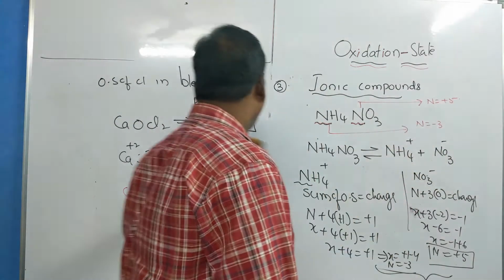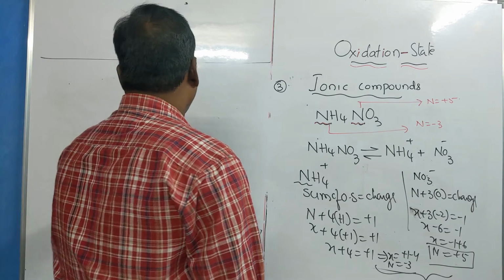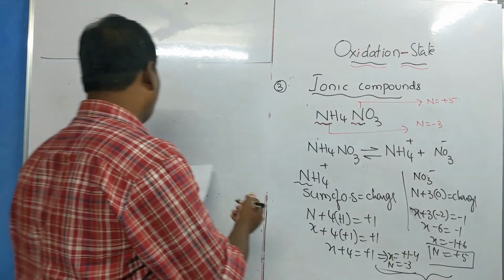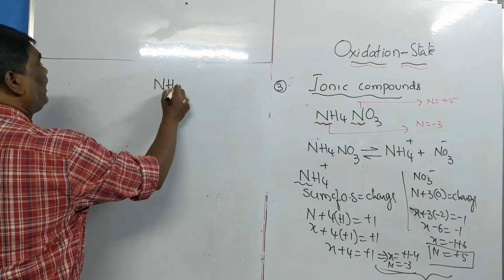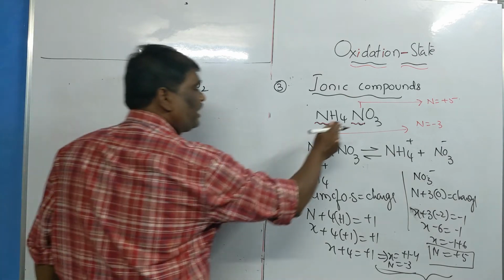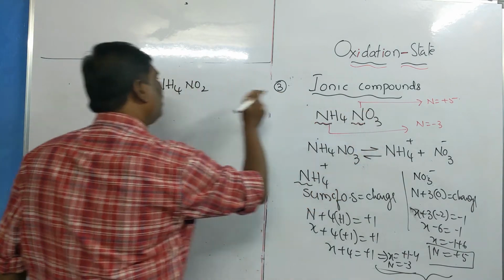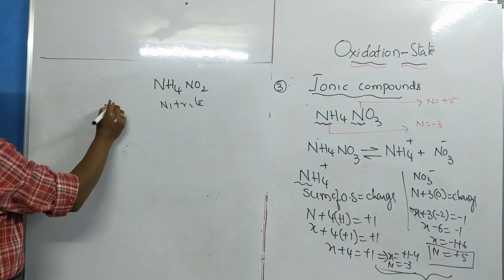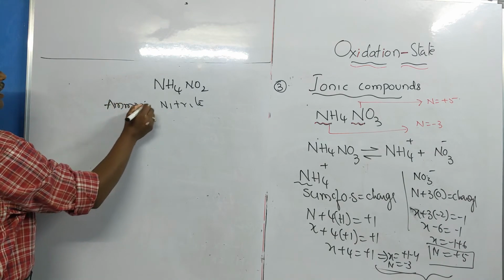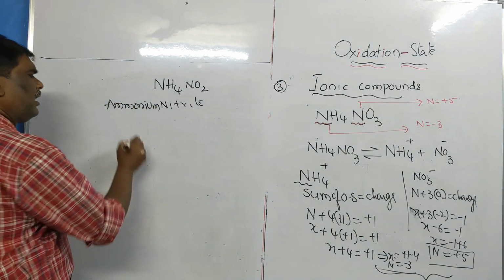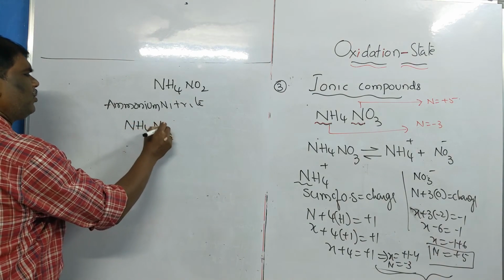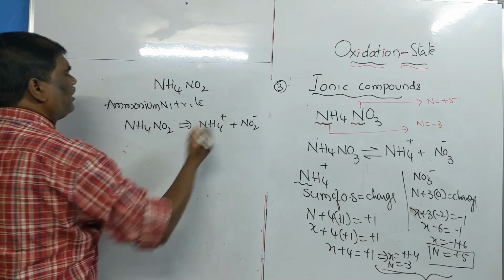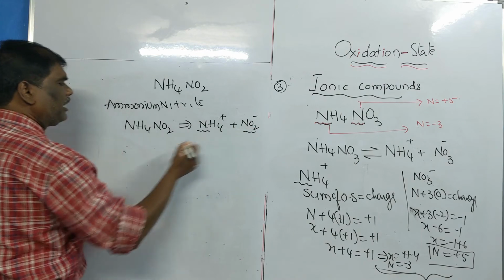Similarly, we can calculate the oxidation states of nitrogen in ammonium nitrite. This is also done in the same manner. This is the last one in ionic compounds: ammonium nitrite. The previous one is higher in oxygen, so we say nitrate. Lower in oxygen, nitrite. Ammonium nitrite. Again, we split this into two ions. One is the ammonium cation, another is the nitrite ion. Now we calculate the oxidation state separately.